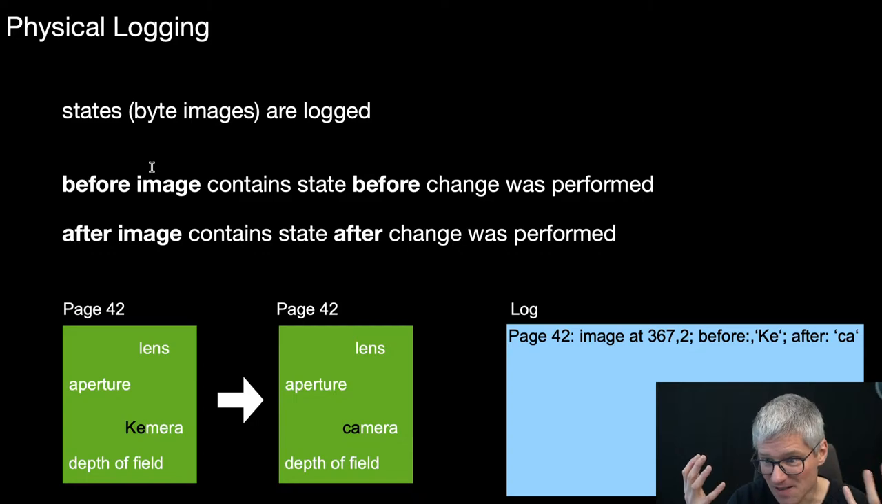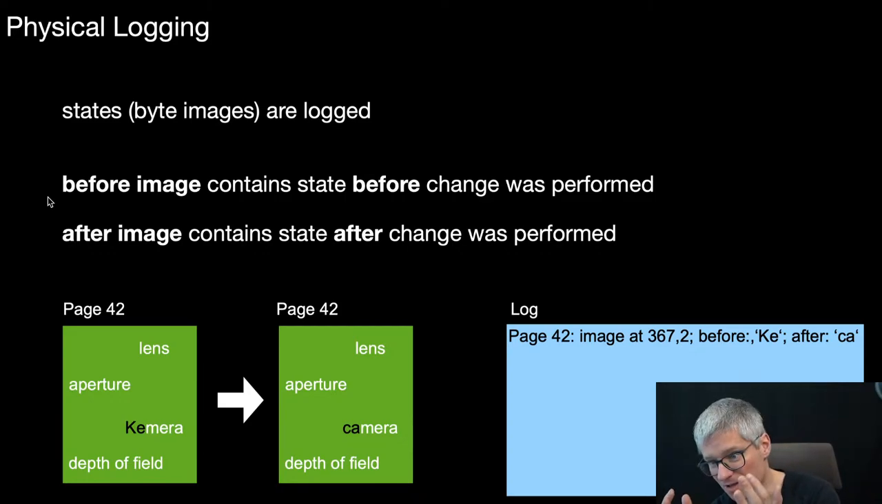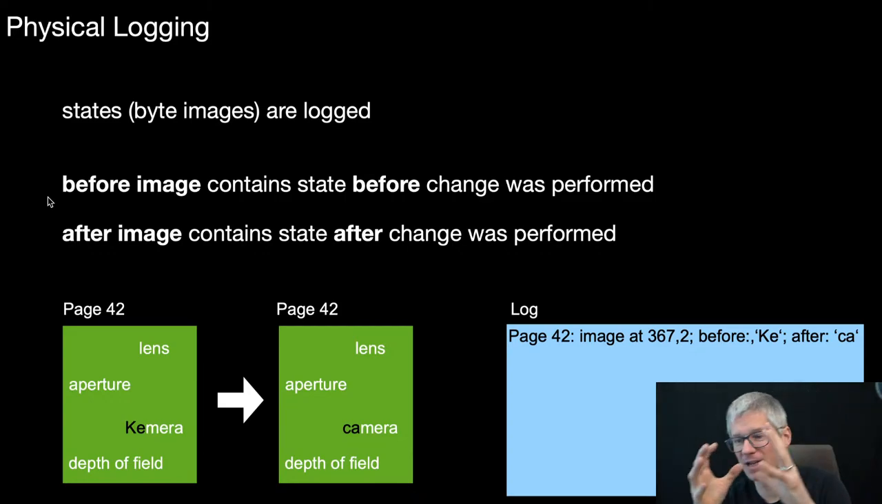Well, the easiest way is to basically keep a diff of the state. I could keep the state of certain bytes. It can be the entire page. I can just record the entire page as it looked before, that's the before image of the entire page. Or I keep a snapshot, a copy of the page as it looked afterwards, representing the state after the change. So the entire page represents the state before and after the transition.